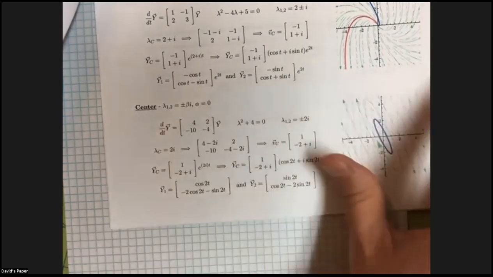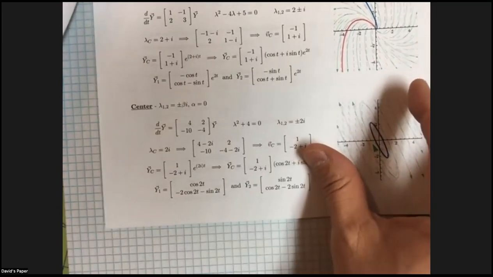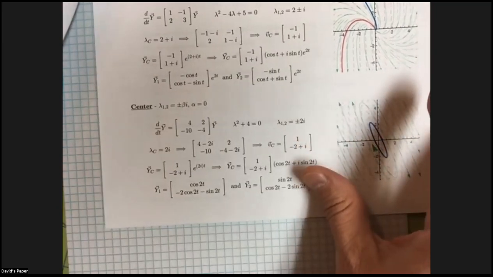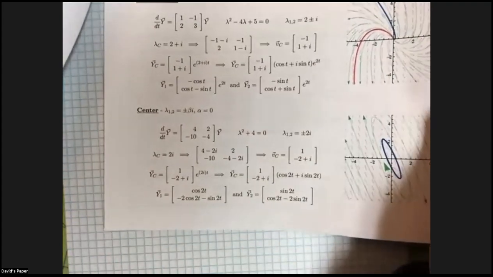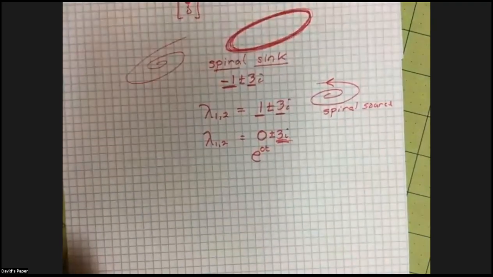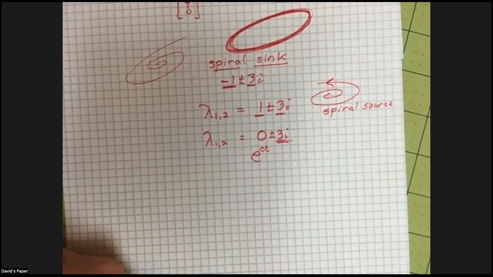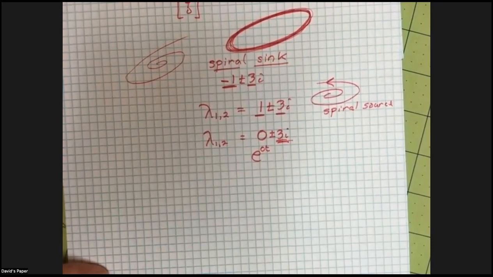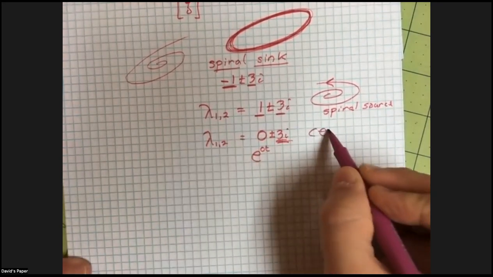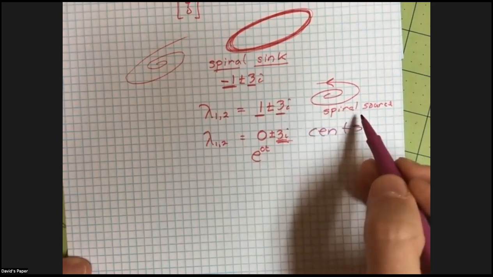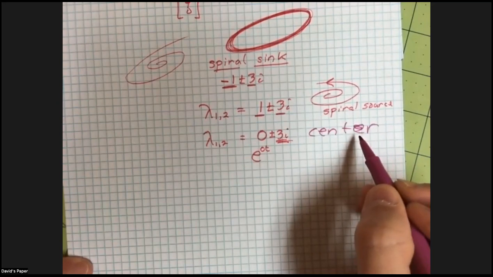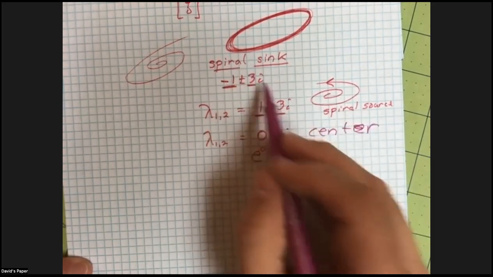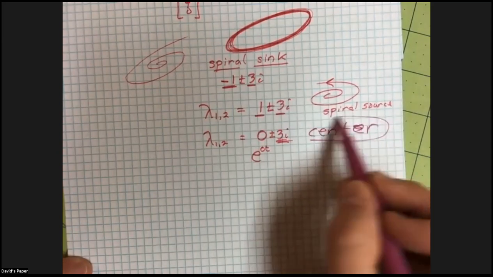And you've been very patient just to plainly listen to me. I'm sorry, this is not more interactive, or I don't make it more interactive, but I will do this recording. I will copy these sheets. I'll get them posted. I'll hang out here for a few minutes afterwards. But now you know 6 of the 13 cases. You now know sink, saddle, source, spiral sink, spiral source, and center.